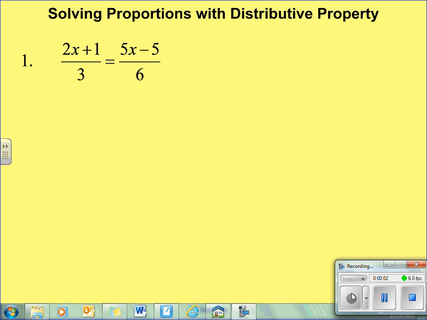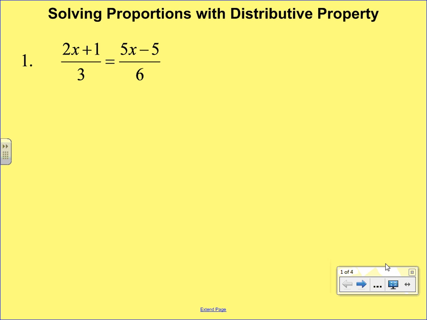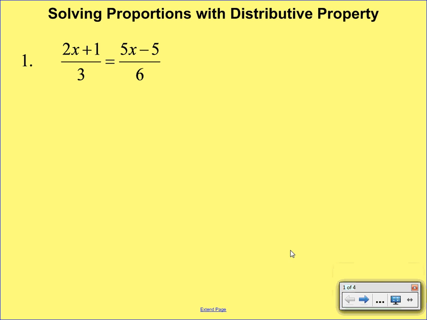This lesson is going to teach you how to solve proportions that are a little bit more involved. We're going to be bringing back the distributive property, so we're going to be looking more at some of those multi-step equations. We start the same way. We are going to cross multiply.